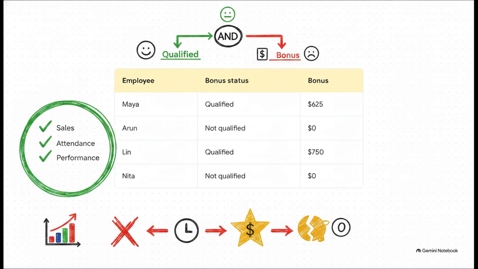But look at Arun and Nita. Even if they hit 1 or 2 of the goals, they missed at least one metric. Arun's sales were only $8,000, and Nita's attendance was 70%. Because the AND function demands total perfection across the board, they got bounced to the not qualified result and received a $0 bonus.